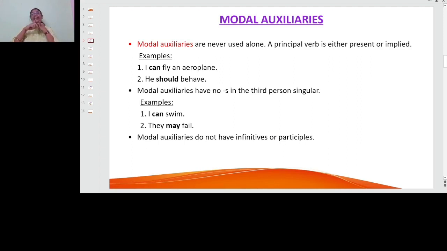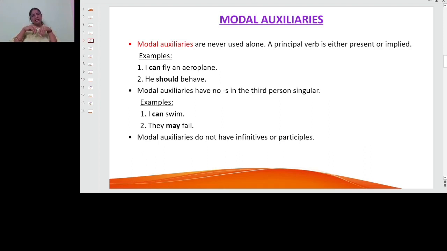For example, I can fly. Now, can is the modal auxiliary. Fly is the main verb, right? He should behave. He should behave well. Behavior, behaving, that is a noun. He should behave in a good manner. All that we say. But you cannot say he should. Should is not the main verb here.